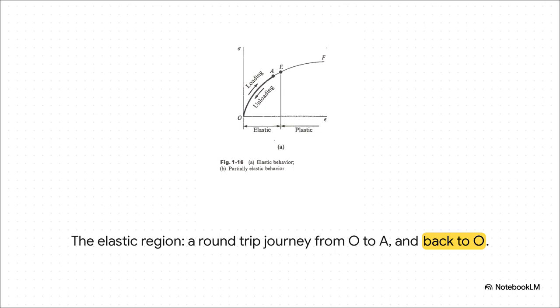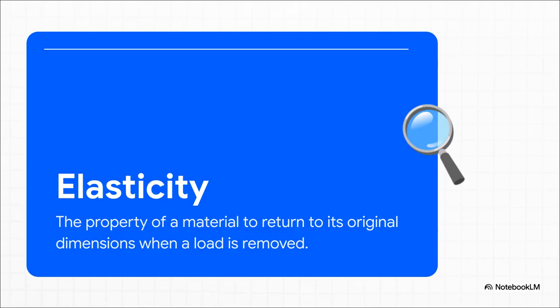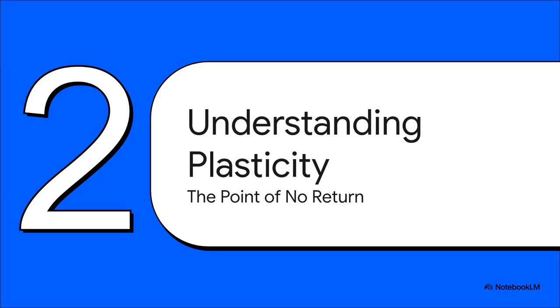It has a perfect memory of its original shape. And that right there is elasticity. It's simply a material's ability to bounce back completely. You stretch it, it does its thing, you let go, and boom, it's right back where it started. No harm done. That's our rubber band. But what happens if we push the material past that comfy, safe, bouncy zone? Well, this is where things get really, really interesting. This is where our paperclip story starts.